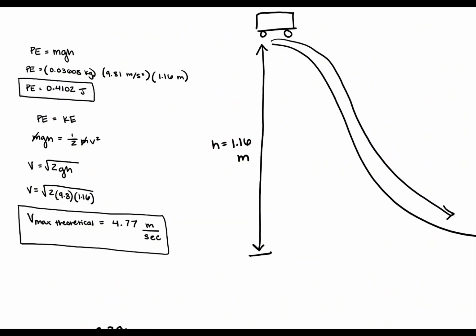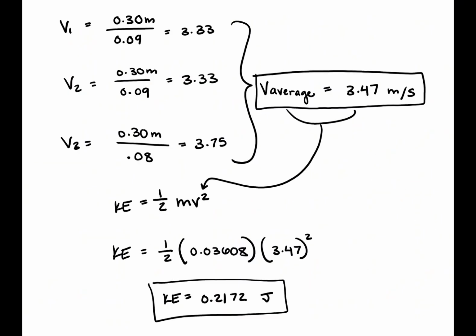Starting from the top of the track, we calculated the potential energy, which is based on the height of the track. Here, potential energy, PE, is mass times gravity times height. In our case, that is 0.03608 kilograms times 9.81 meters per second squared times 1.16 meters, giving us a total PE of 0.4102 joules.